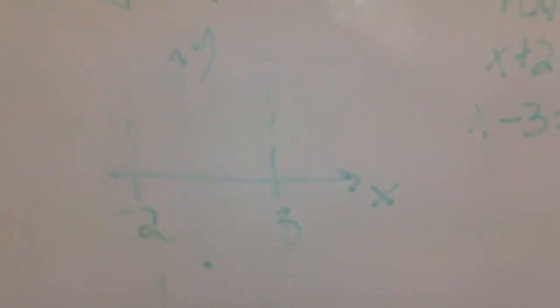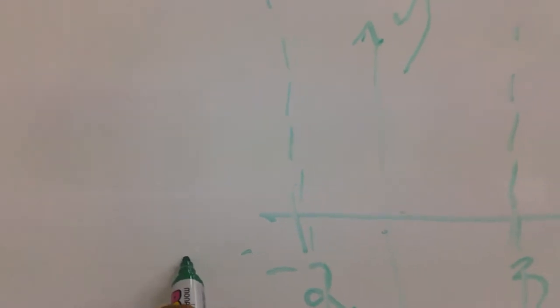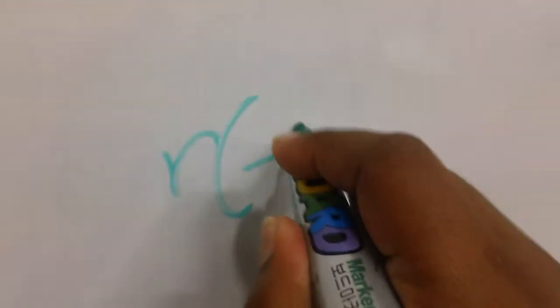Okay, and I know it will never cross this axis. So how do I figure out what's going on over here, and how do I figure out what's going on over there? Well, let's take a value that is to the left of x equals negative 2. Let's just say negative 10. So let's see what negative 10 is when I evaluate it.